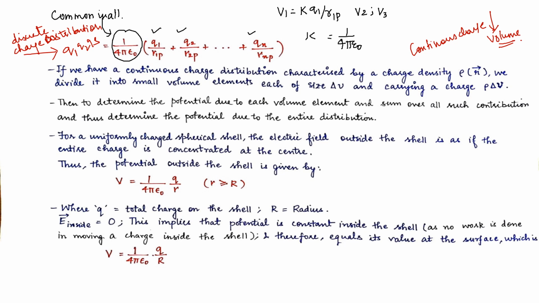If we have a continuous charge distribution characterized by a charge density rho of r, we divide it into small volume elements, each of size delta V and carrying a charge of rho into delta V. Then we determine the potential due to each volume element and sum over all such contributions, and thus determine the potential due to the entire distribution.